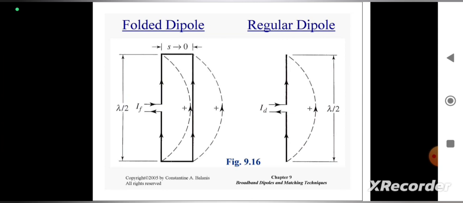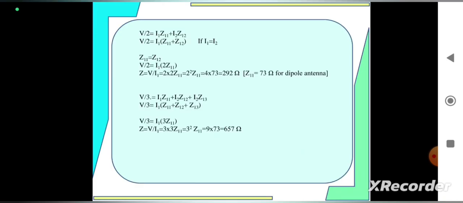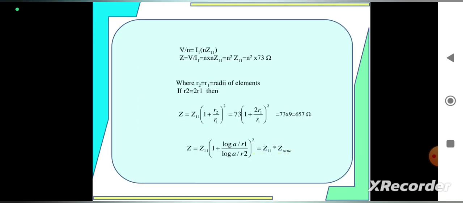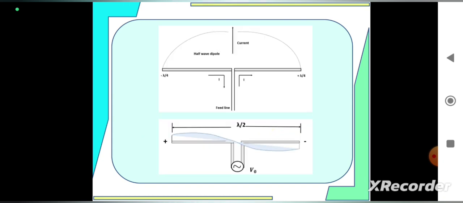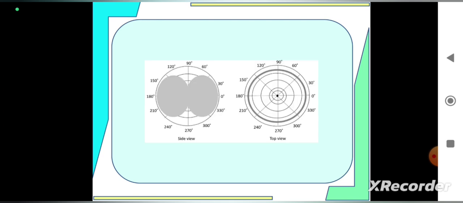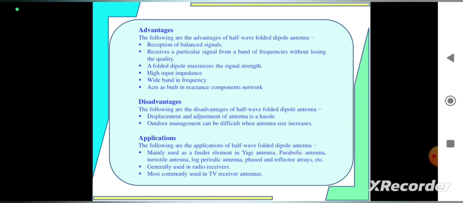Second one, it has wideband frequency, that is wide bandwidth, hence it is suitable for FM and TV broadcasts. Third one, it has high gain and high directivity compared to a simple dipole antenna, hence it can be used in the Yagi-Uda antenna.